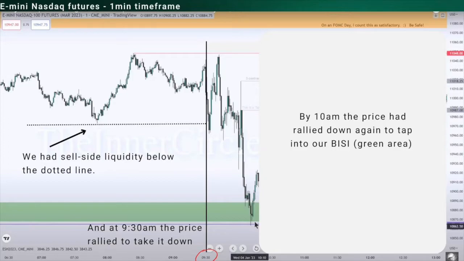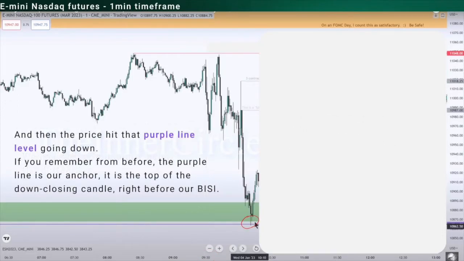The price starts consolidating a little bit, and then it goes below the sell side liquidity, which is our dotted line. Exactly at 9:30 am, the price has rallied down and taken down the sell side liquidity. But it didn't stop there. The price went back shortly without taking the buy side liquidity, which is our red line here, and then it started going down very fast. Already by 10 am, the price had rallied down again to tap into our buy side imbalance, sell side inefficiency, which is our green area. And that's the moment when the price actually hit that purple line level.